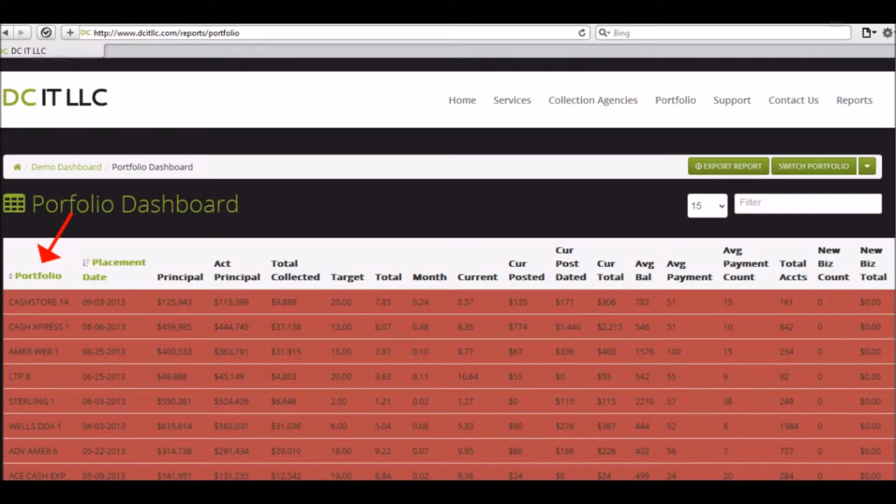By default, your most recent portfolio will be listed at the top of the report and will go in order by placement date. Next is the placement date column. This shows the date the portfolio was loaded into your system.